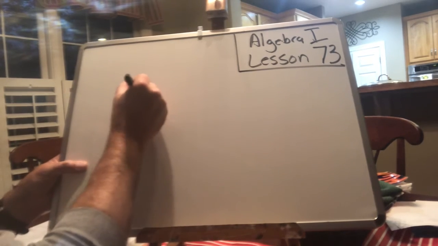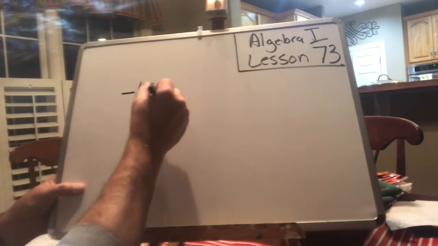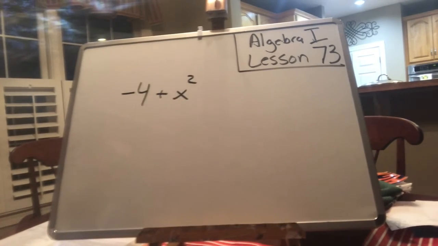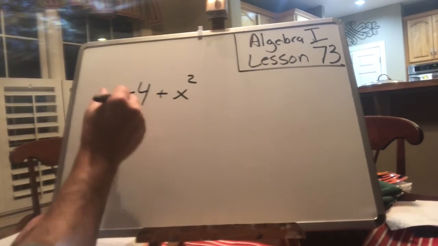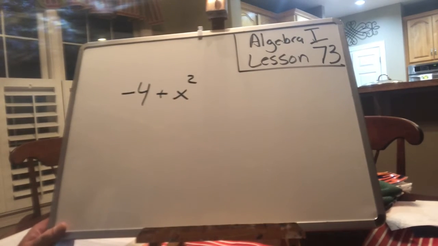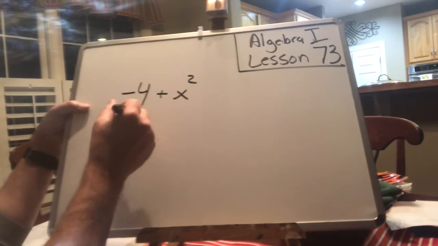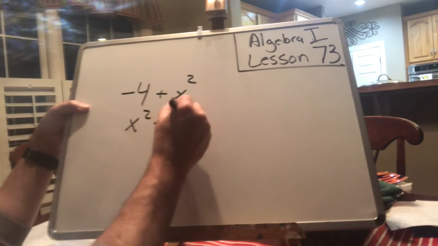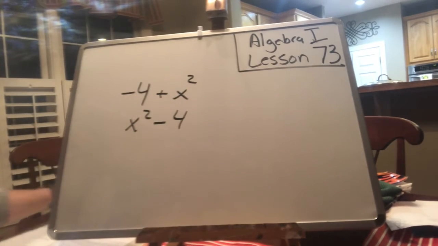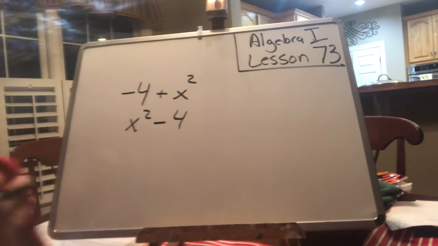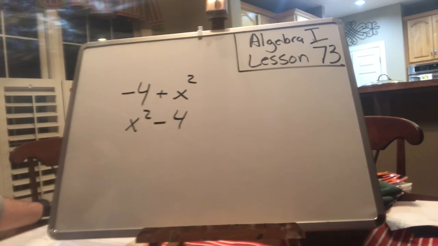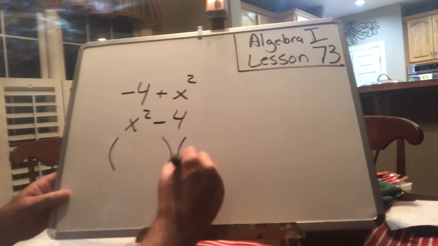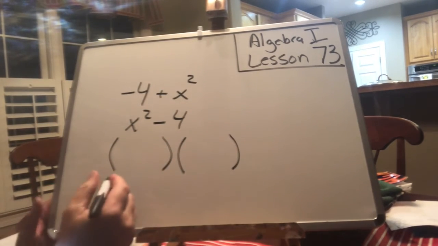This is the next one. It starts off with negative 4 plus x squared. I want to switch the order of these terms, and I'm going to rewrite it as x squared minus 4. Now I do have the same problem. However, now when I factor this out, it's going to look a little bit prettier.